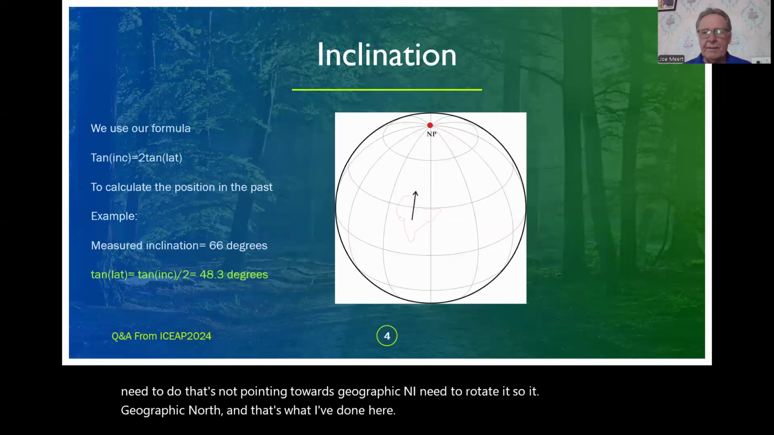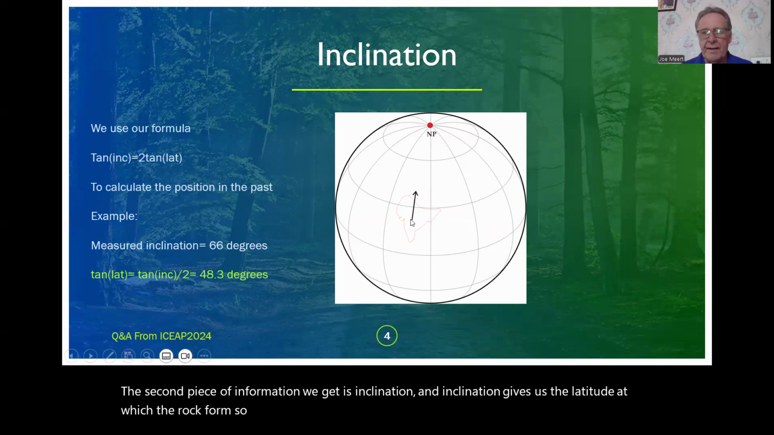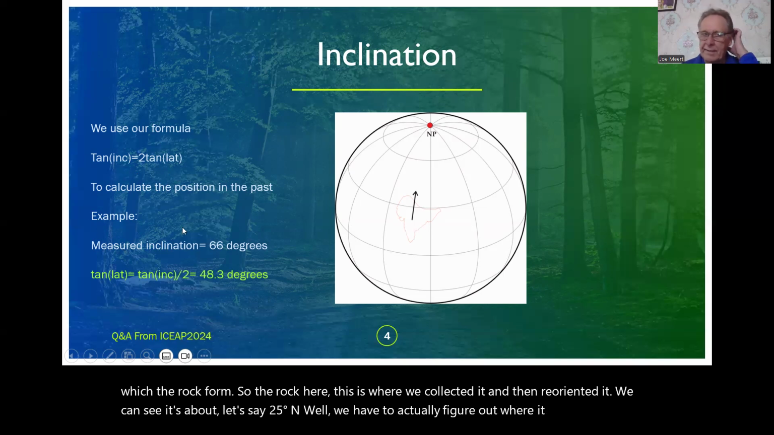The second piece of information we get is inclination. And inclination gives us the latitude at which the rock formed. So the rock here, this is where we collected it and then reoriented it. We can see it's about, let's say, 25 degrees north. Well, we have to actually figure out where it was according to the inclination.